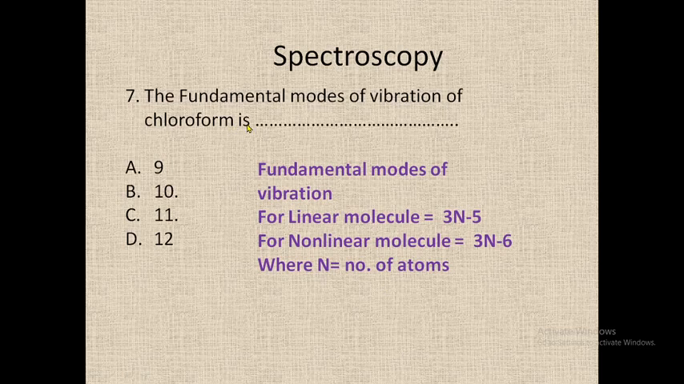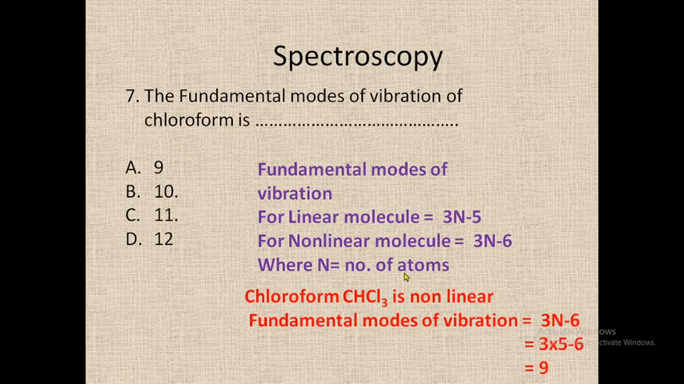So in case of chloroform, CHCl3, it's a molecular formula and it's a non-linear molecule. So we know that it's tetrahedral. As it is non-linear, we have to use the formula 3n minus 6. So fundamental modes of vibration 3n minus 6, 3 into 5. So 5 atoms are there, 3 chlorines, hydrogen and carbon. So 3 into 5, that's 15 minus 6, it's 9. So the correct answer is 9.